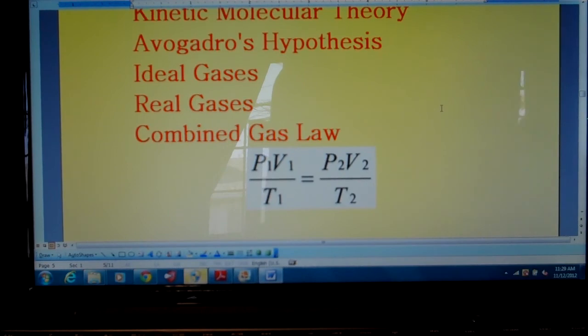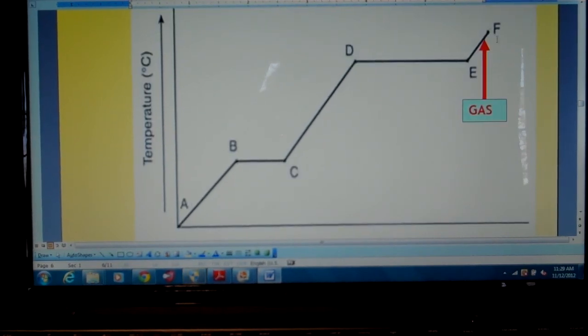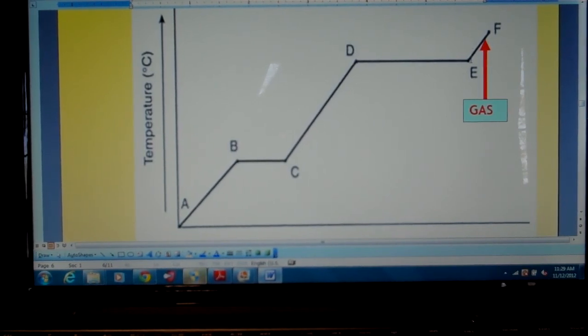Now, again, talking about gases in terms of our heating curve, here's really where you find your gas between E and F. Yes, you do have an equilibrium between D and E of liquid and gas, but if you're just looking for a gas, you would look between E and F. That's your only part that's your vapor.